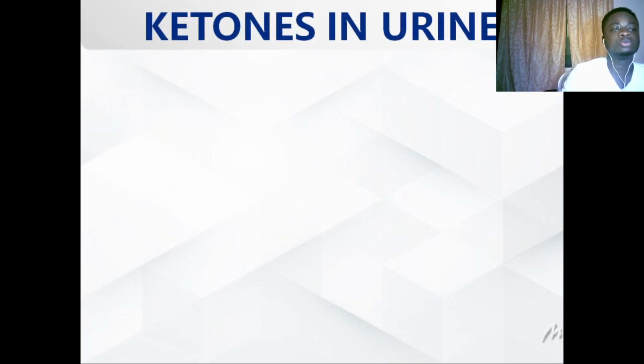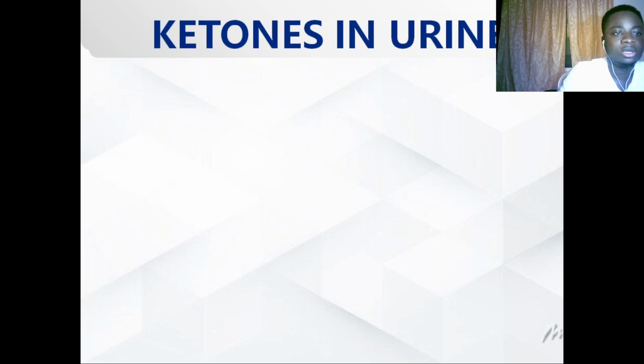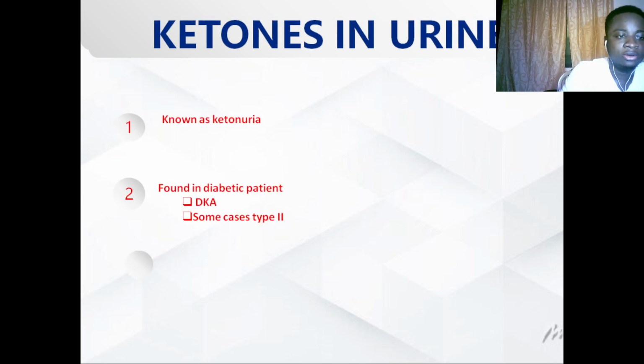Ketones in urine, what may cause ketones in urine? Ketones in urine, that one is known as ketonuria. Okay, found in diabetic patients. So definitely in diabetes, especially in people who have diabetic ketoacidosis, DKA, type 1 diabetic patient, you will see ketone bodies there, okay? Ketone bodies. The hydroxybutyrate and the acetoacetate, they are there.